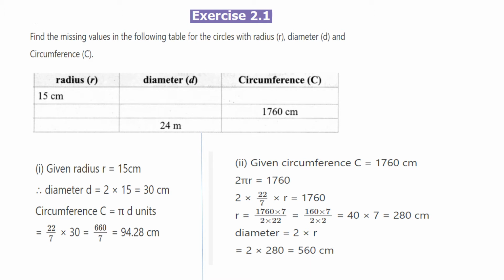So circumference pi d units. So pi is 22 by 7 into here d is 30. So multiply, 660 by 7. If you divide, you get 94.28 centimeter.